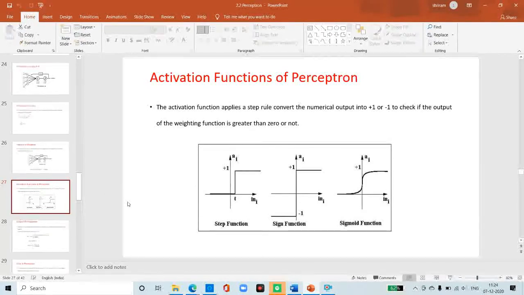Let us use the example of a bank. If the summation of all the inputs and weights, that is the summation of Wi xi, is greater than 0, then the final output is 1, so the bank issues the loan. So it will generate the issue of a bank loan.